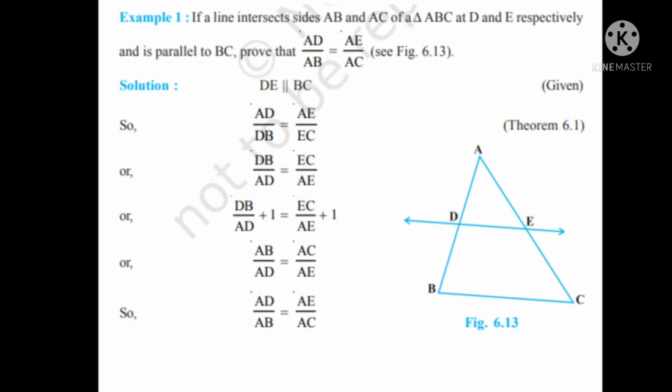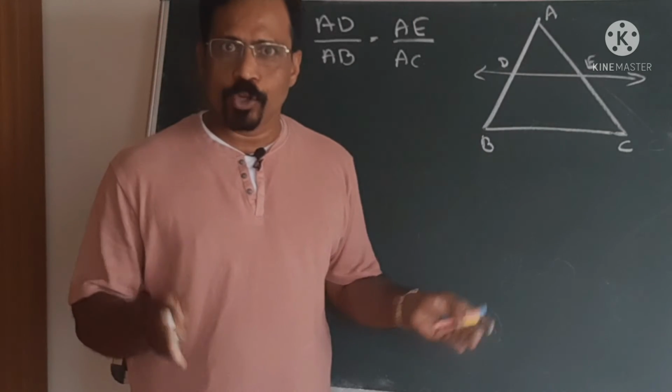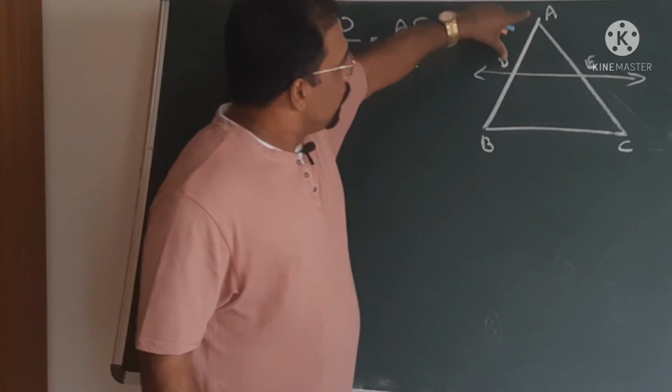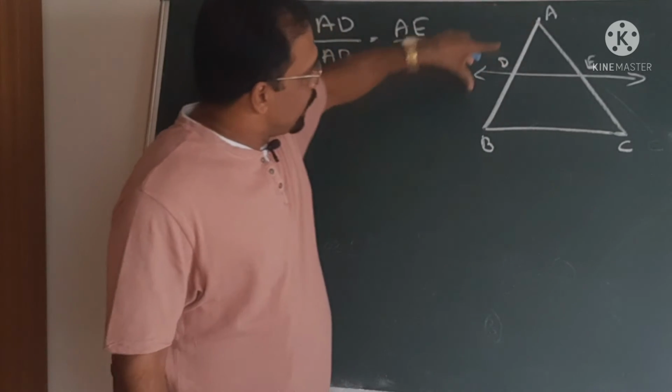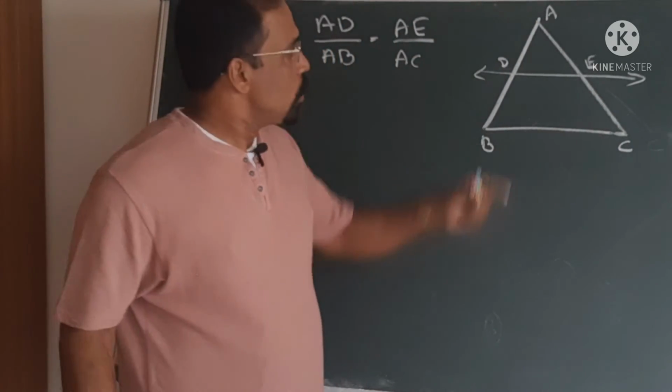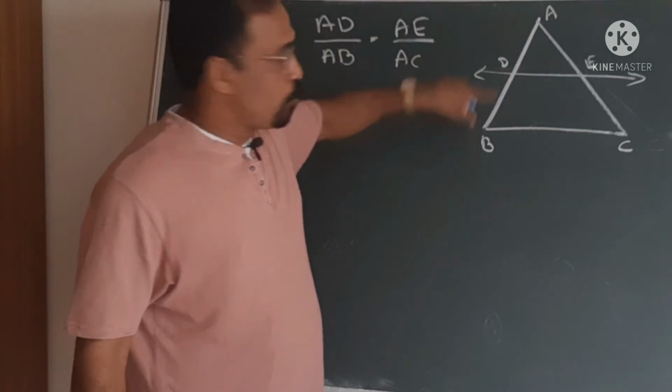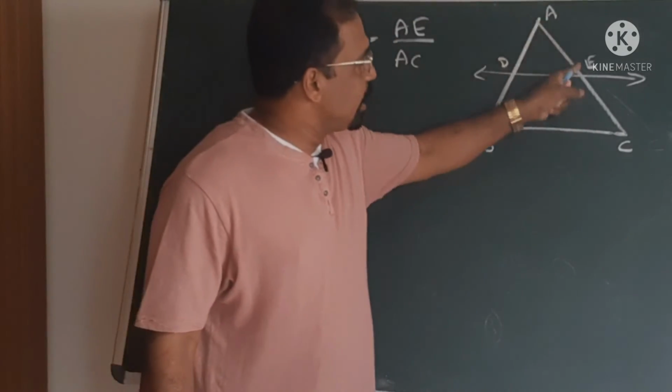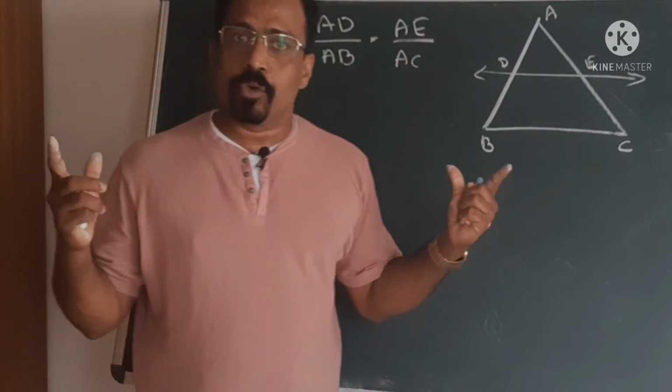Now let us do example number 1. If a line intersects sides AB and AC of a triangle ABC at D and E respectively and is parallel to BC, prove that AD by AB is equal to AE by AC. We have just studied the theorem 6.1. In that we proved that AD by DB is equal to AE by EC. That we have proved. Now what we have to prove? AD by AB, the full length, is equal to AE by AC. This is what we have to prove.